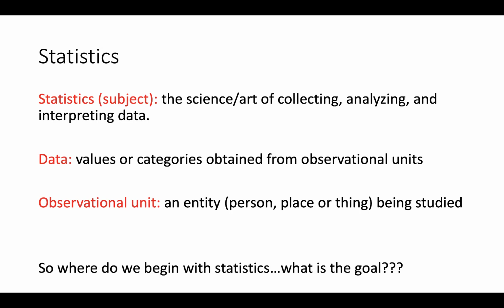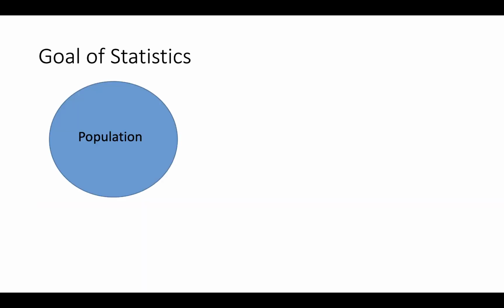So the question now we need to ask ourselves is, okay, where do we begin? What's the goal of statistics? As a statistician, what is their main focus? Statistics is focused on estimating something about a population. And all a population is every single observational unit that you're interested in. For instance, if we wanted to measure the average GPA of all collegiate students in the United States, our population would be all college students in the U.S.